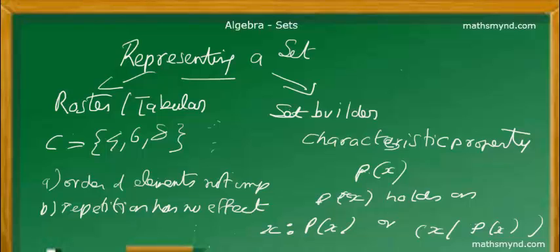Welcome to the second video in the set theory section, and we are looking at how we represent a set. There are two methods for doing so. The first is called the roster or tabular method, and the second one is called the set builder form. Now, a roster or tabular form is quite simple in the sense that you just have to put the elements within braces or brackets and nothing more ought to be done.